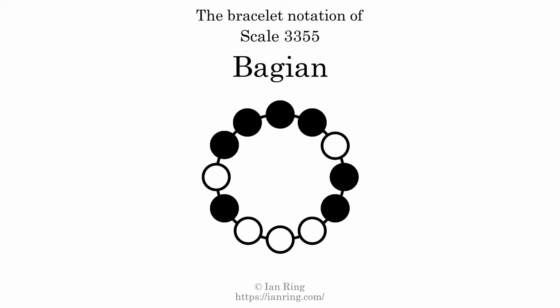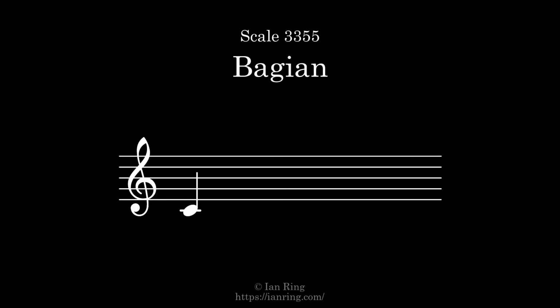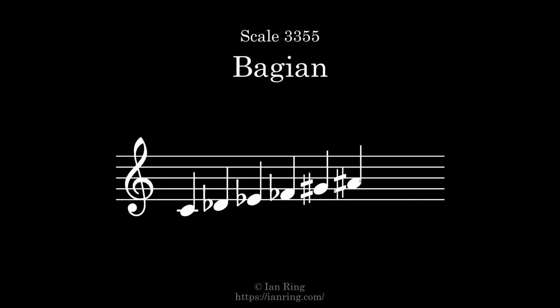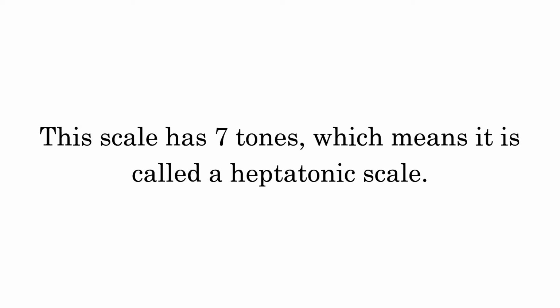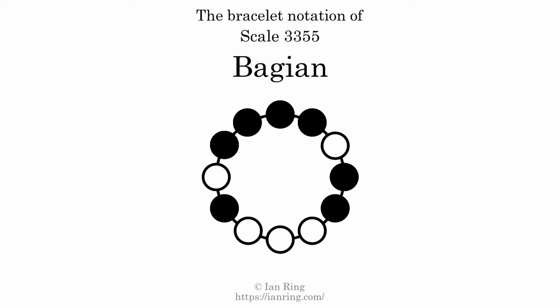3355, which sounds like this. This scale has 7 tones, which means it is called a heptatonic scale. This is a bracelet notation diagram of scale 3355. The shaded circles represent tones that appear in the scale, and they are read clockwise, starting at the top.